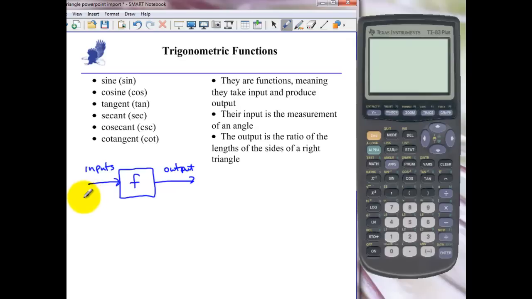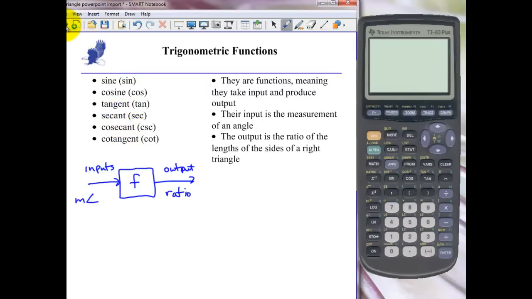For trig functions, our inputs will be the measure of an angle, and our output will be a ratio. Depending on which of these trig functions, the ratios will be different, but the ratios will be comparing two sides of a right triangle. We'll talk about those ratios on the next slide. Again, the names of the functions are the sine function, cosine, tangent, secant, cosecant, and cotangent.